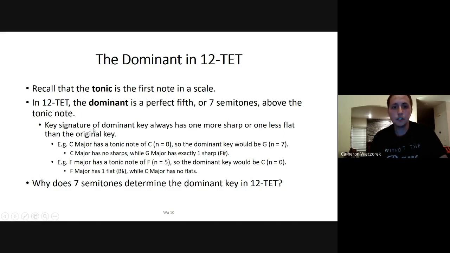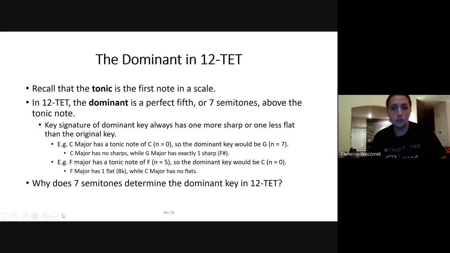The key signature of a dominant key is always going to have either one more sharp or one less flat than the original key. So for example, in C major, we have a tonic note of C, which would be n equals 0 according to our keyboard labeling from earlier. So the dominant key, if I add 7, 0 plus 7 would be 7. So the dominant key to C would be G, 7 semitones above. And this is also true: C major, we said, has no sharps. G major has exactly one sharp in its key signature. It has an F sharp. So going from the tonic C to the dominant G raised the key signature exactly one sharp.